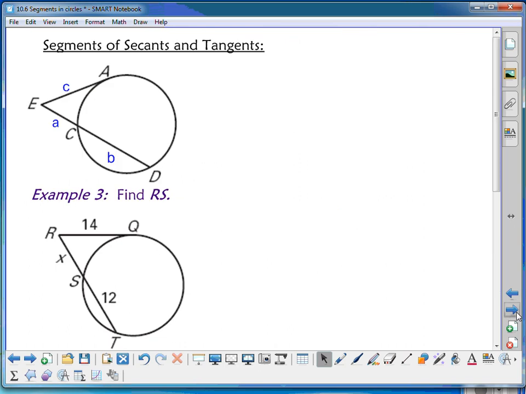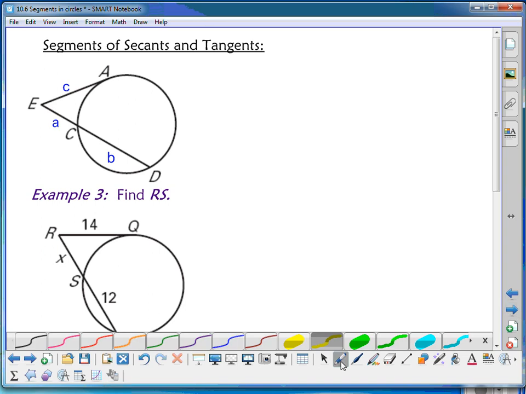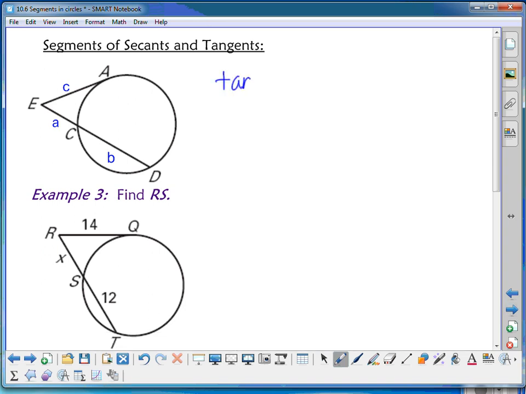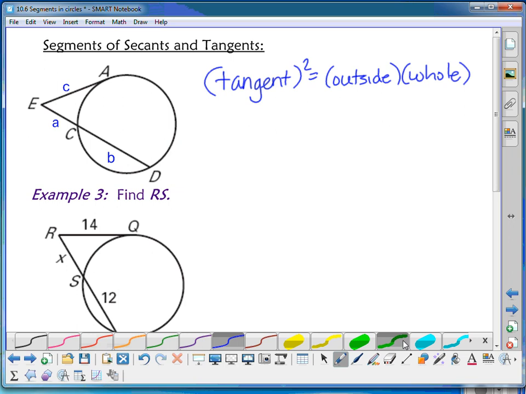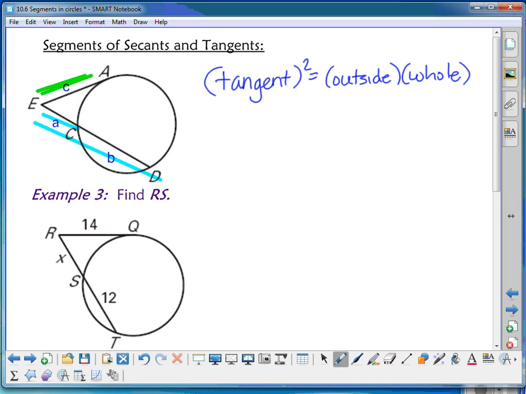All right, next we're going to look at segments of secants and tangents. So the way that these work is that the tangent squared is going to equal the outside times the whole piece for the secant. So the tangent squared, take this times itself, is going to equal the outside times the whole thing. And again, the whole thing over here is going to be A plus B. So that means that C squared would equal A times A plus B.